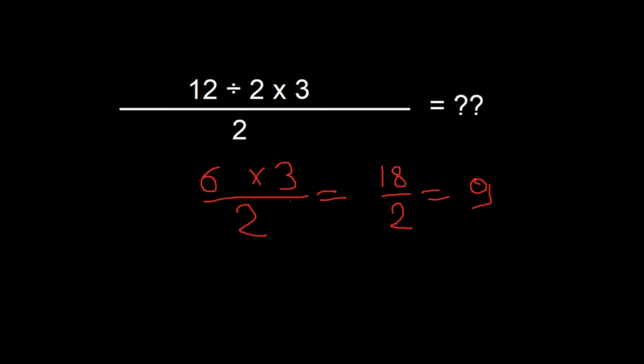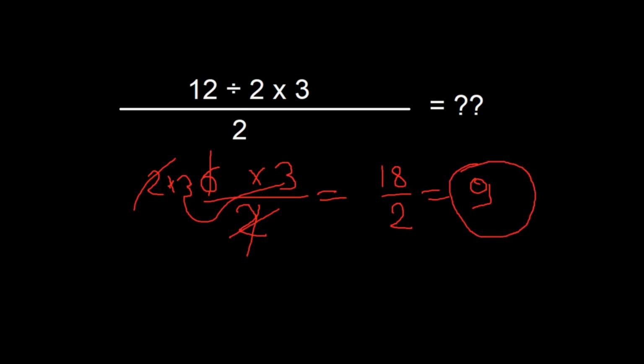Or we could find it very easily by doing 6 divided by 2 first. So 6 is written as 2 times 3. 2 with 2 is deducted. We have 3 times 3. That gives us 9. And the correct answer for our expression, 12 divided by 2 times 3 divided by 2, is equal to 9.